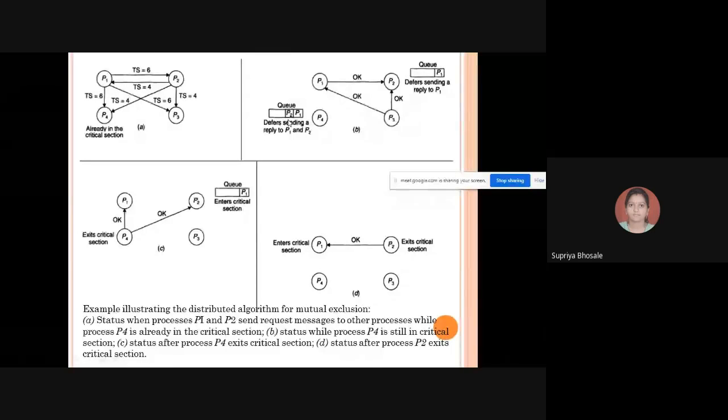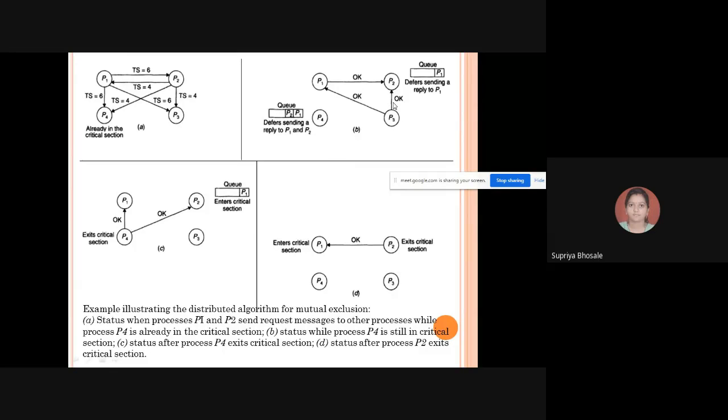Process P3 is currently not interested in the critical section, so it sends a reply message to both P1 and P2 that okay, you can enter into the critical section. Okay, now you can enter in the critical section. दोघांच्याकडे okay message याने पाठवलेला आहे.